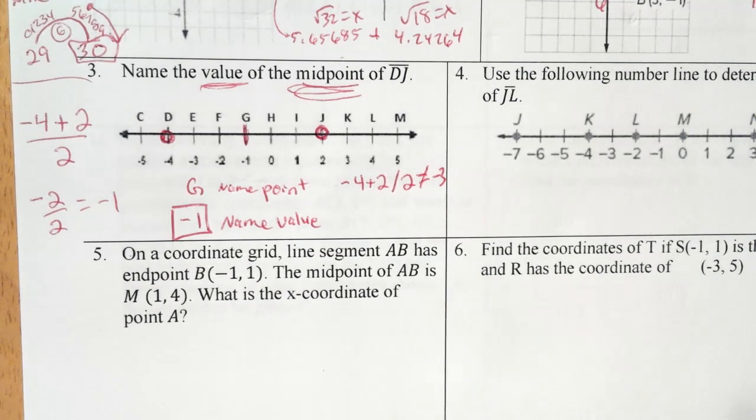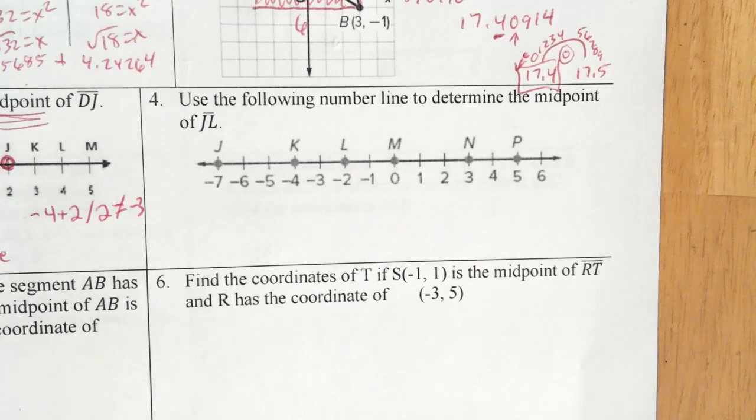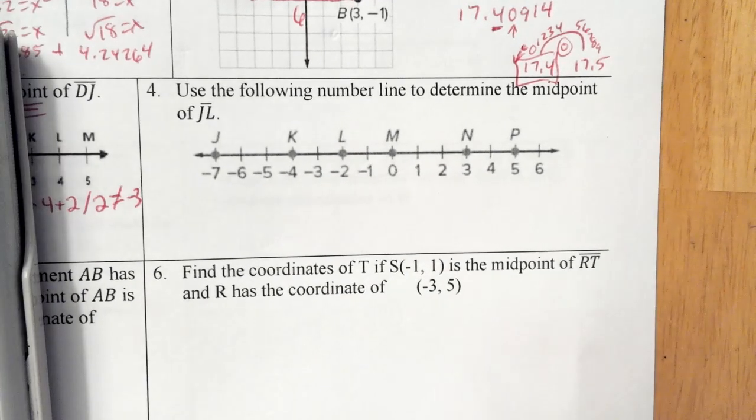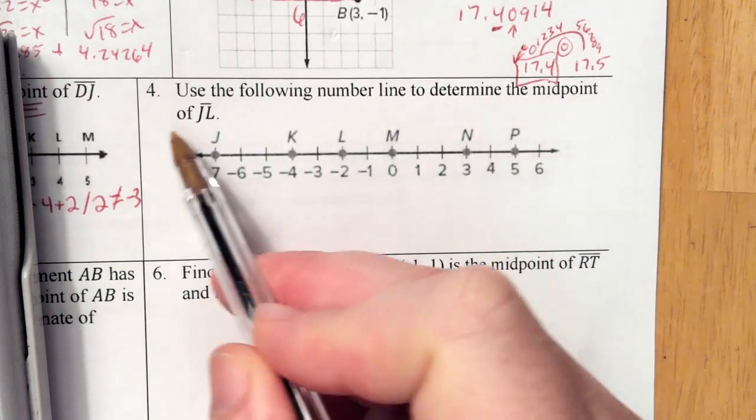All right, number 4. On number 4 here, they want us to determine the midpoint of J to L.